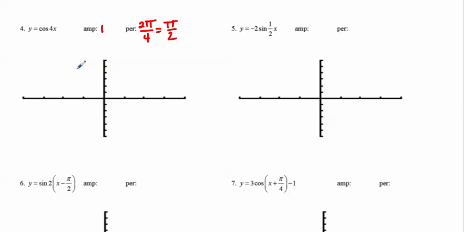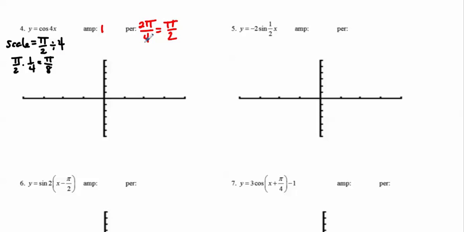So I'm going to change my x-axis and I'm going to change my scale. Because my graph has essentially 4 pieces, I'm going to take my period and divide it by 4. So my new scale will be my period divided by 4. That's going to be pi over 2 times 1/4. So my new scale is going to be pi over 8. Alright, so let's go back and check that.